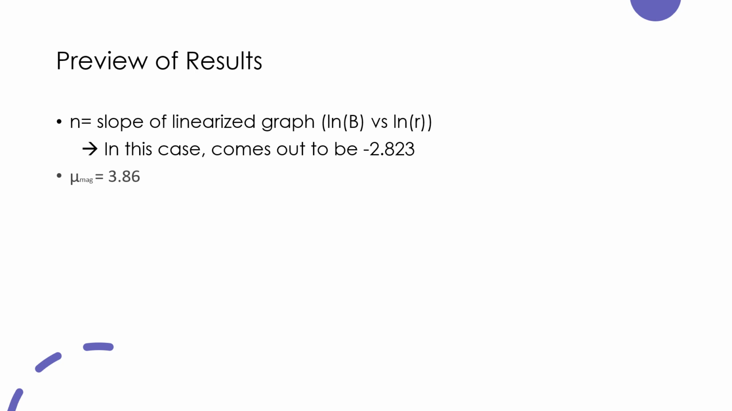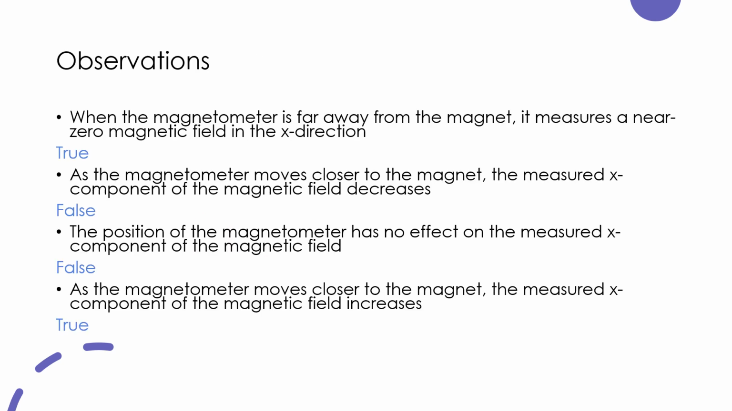Here's a preview of my results. Our n is equal to the slope of our linearized graph, which is ln of our magnetic field versus ln of the distance. And in this case, it came out to be negative 2.823. And our mu mag constant is 3.86.